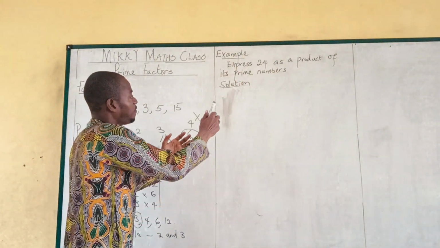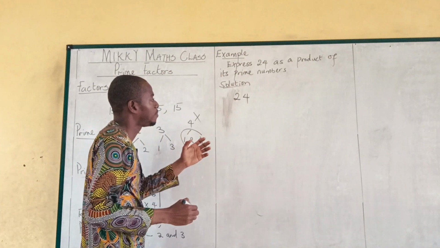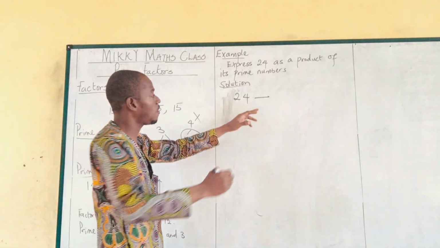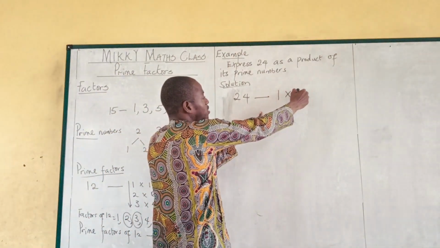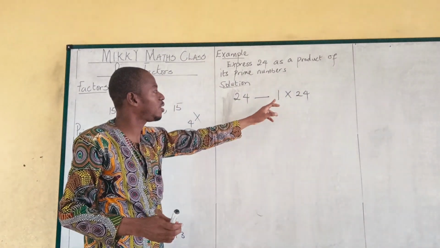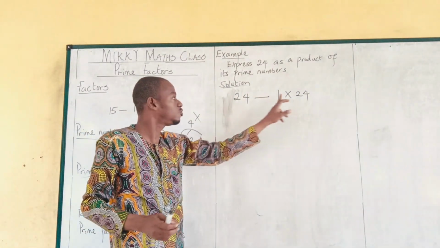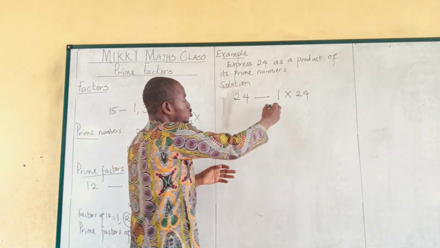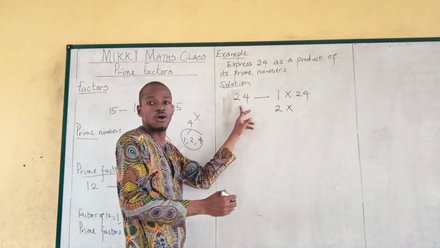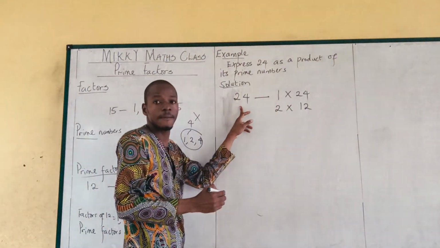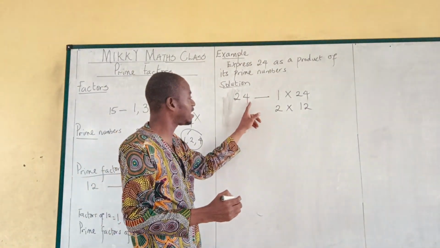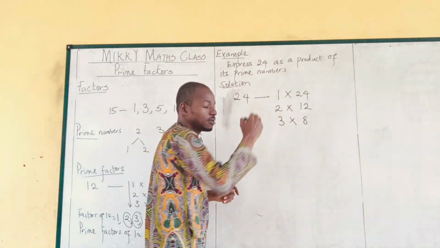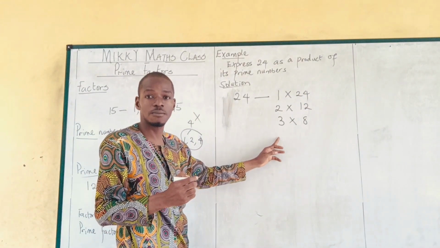What does that mean? The first thing, you put 24, start listing out the factors of 24. That's 1 times 24. What can I multiply 1 with to give me 24? That's 24. So 1 times 24, I go to the next natural number. I have 2. 2 times what will give me 24? That's 2 times 12. I go to the next one. Can 3 times anything give me 24? Yes. 3 times 8.